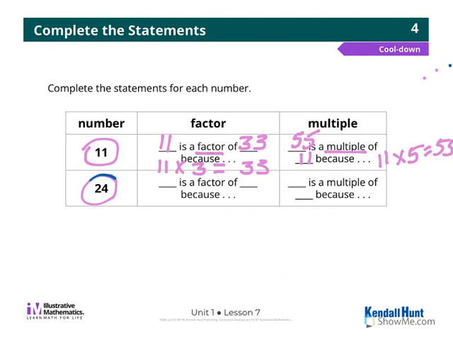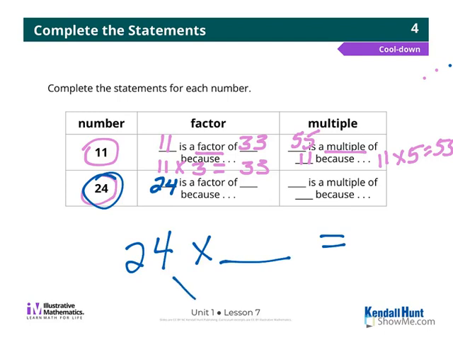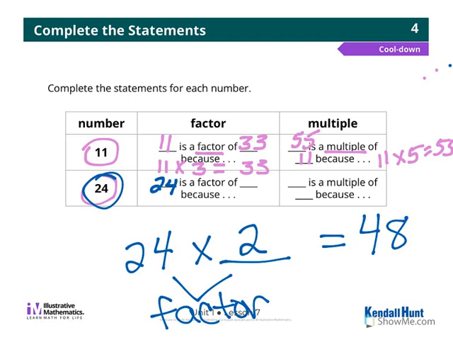Okay, now I'm going to look at 24. Blank is a factor of blank because. So 24 is a factor of blank because. Remember, factors, those are your numbers in a multiplication problem. I don't know, 24 times 2 is 48. So 24 is a factor of 48 because 24 times 2 is 48.